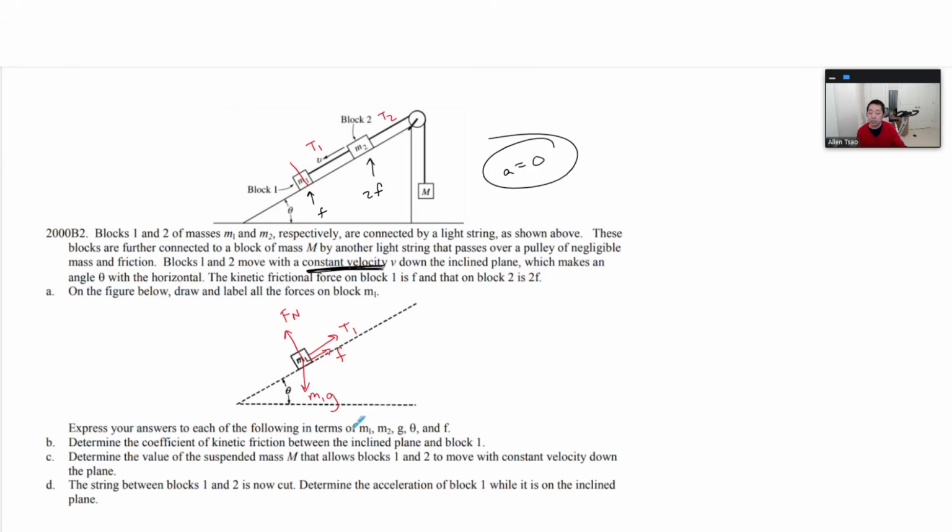Now express your answers to each of the following in terms of M1, M2, G, theta, and F. Determine the coefficient of kinetic friction between the inclined plane and block 1. This sounds hard. How do I even start with something like this? Well, there are a couple of ways I teach my students to focus on this.